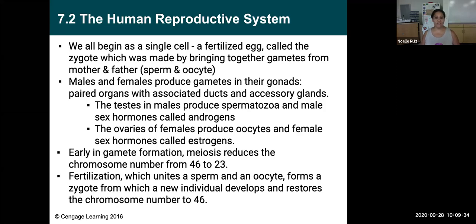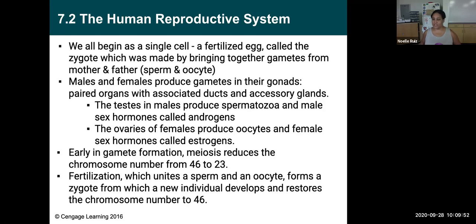Males and females produce gametes in their gonads. Gonads is the science name for the sex organs. Testes in males produce spermatozoa and male sex hormones called androgens. Ovaries of females produce oocytes and female sex hormones called estrogens.